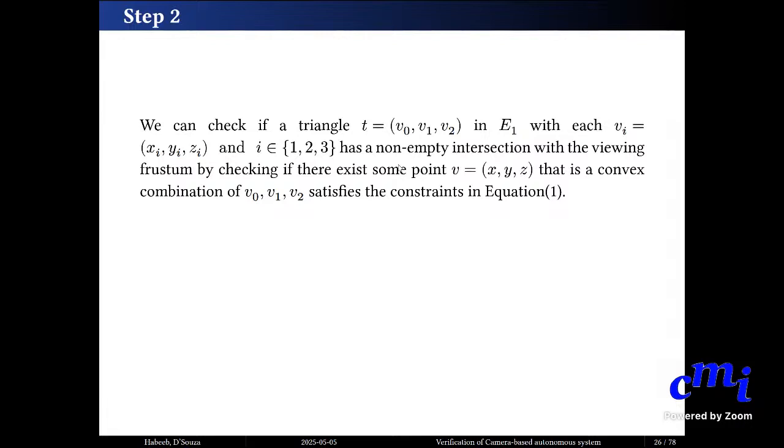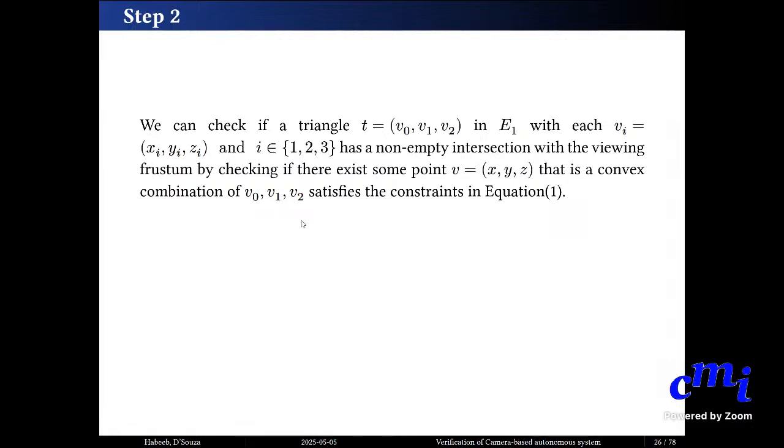Also, we'll be checking if some triangle in E1, with each vertex vi equal to (xi, yi, zi) and i belonging to 1 to 3, has a non-empty intersection with the viewing frustum, by checking if there exists some point v equal to (x, y, z), that is a convex combination of v0, v1, v2, satisfying the condition on E1. We are checking that if that triangle lies completely in the viewing frustum.